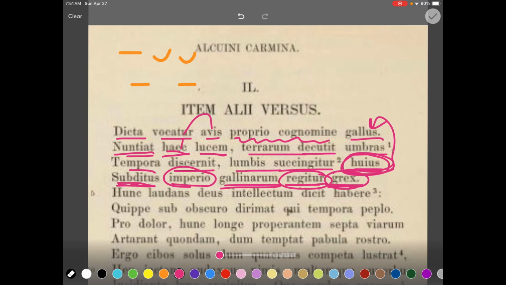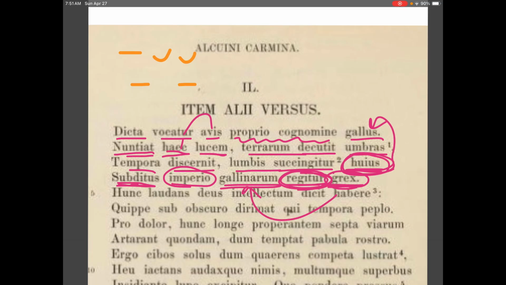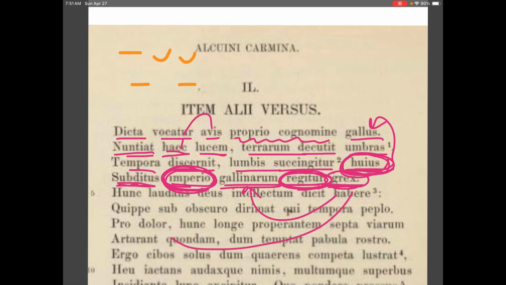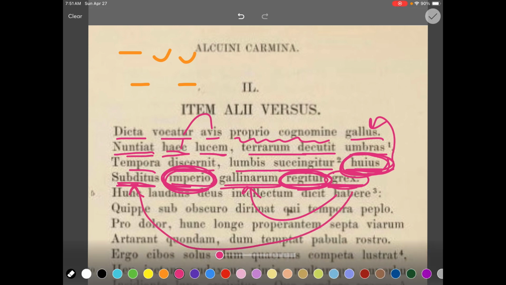It's the flock of hens, the grex, gallinarum. The flock of hens is being ruled by the imperium, the power of this bird, the rooster. And grex, I believe, is being described as subditus, placed under him. So it's a poetic, very flowery description of what a rooster is. Chanticleer, the main character of the story.